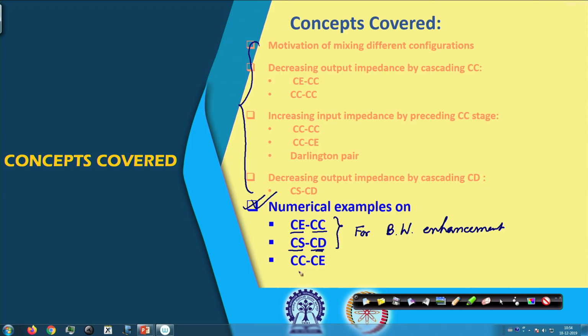And the third example is to demonstrate the increase of input resistance R in. Compared to the CE amplifier, whatever input resistance we have seen, here we will demonstrate that if you precede this circuit by a common collector stage, the input resistance gets increased. So, let us go to the numerical example.